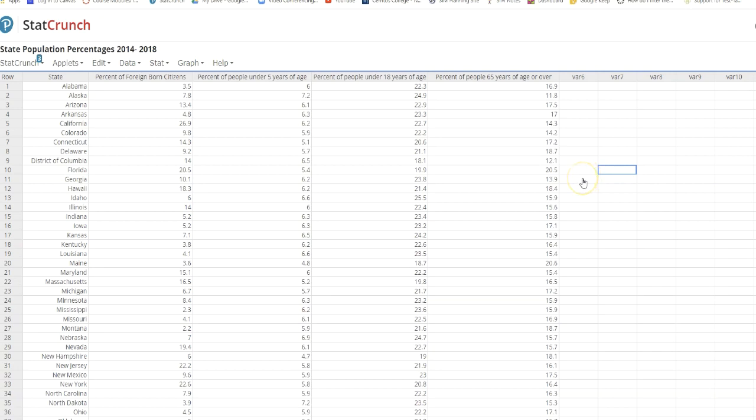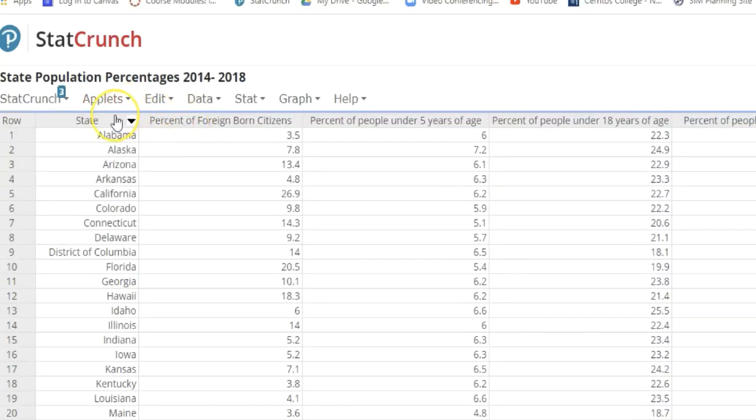Histograms give us a quick look at the shape of distributions, especially with the use of technology. I've opened a dataset of a number of population percentage facts per U.S. state. I can easily create a histogram for any of the variables to get the shape and a few other data descriptors by inspection. So we've got our state column over here, our percent of foreign-born citizens in that state, our percentage of people under 5 years of age, our percent of people under 18. We're going to make a histogram for each of these.